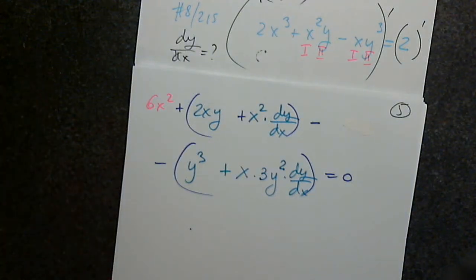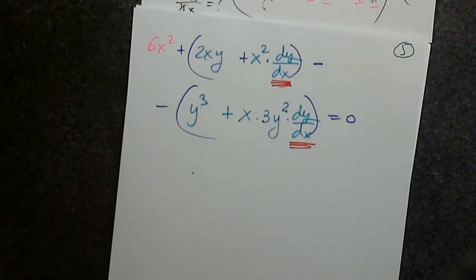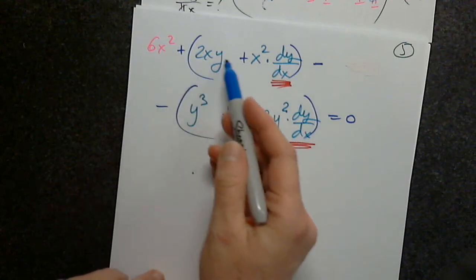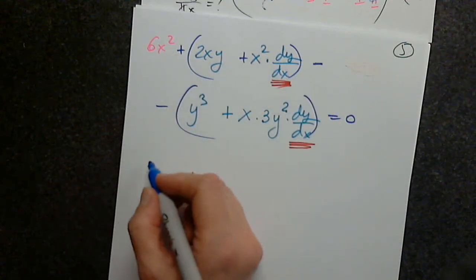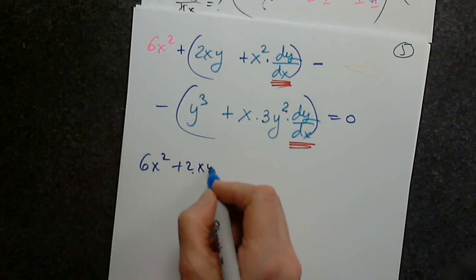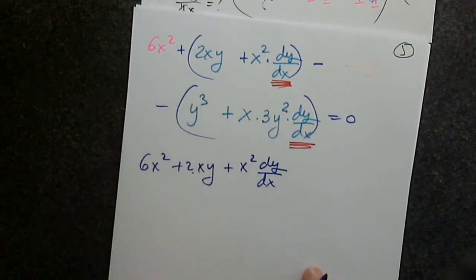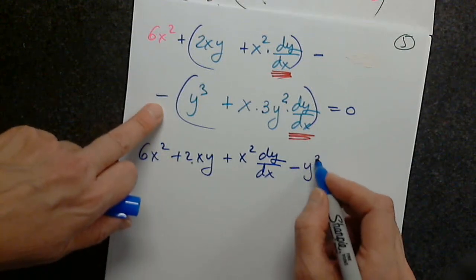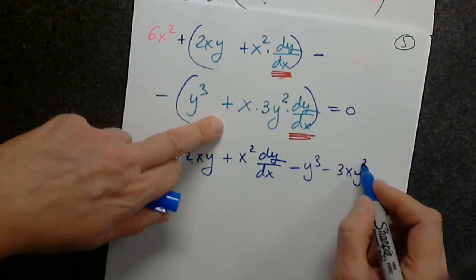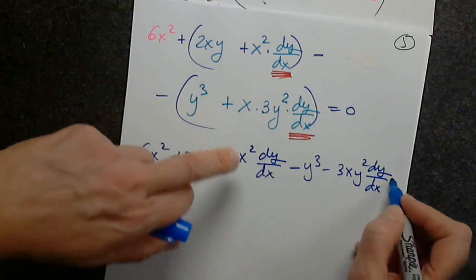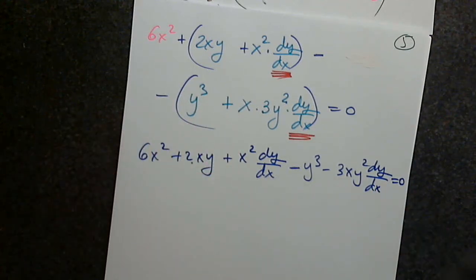So remember what we are after. This is what we are after. So here I don't have anything to distribute, but here I will distribute -1. So I have 6x squared plus 2xy plus x squared dy over dx. I'm just copying the first three terms. But yes, now I have -y cubed and minus 3xy squared dy over dx equals 0. I didn't do anything. I just copied everything and distributed. I distributed -1.